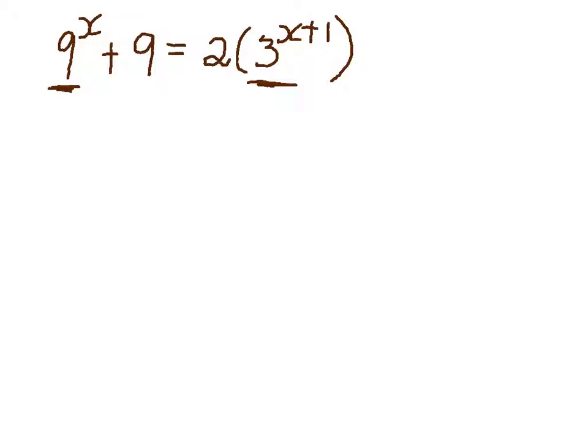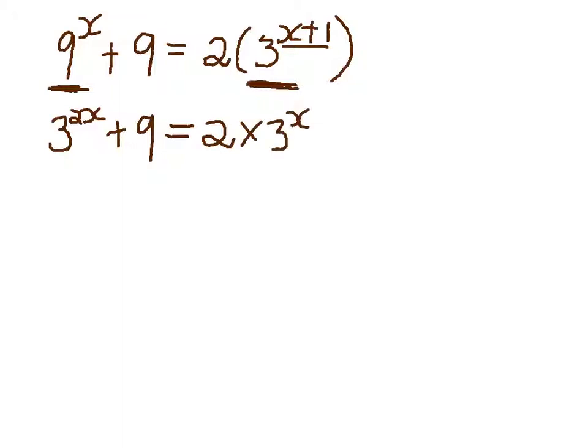So this 9 to the x, which is here, is going to be broken down into 3 to the 2x plus 9. We can also, with this term here, this power could be broken up into 2 times 3 to the x times 3 to the 1. Let's simplify that and see if it turns into perhaps a quadratic.